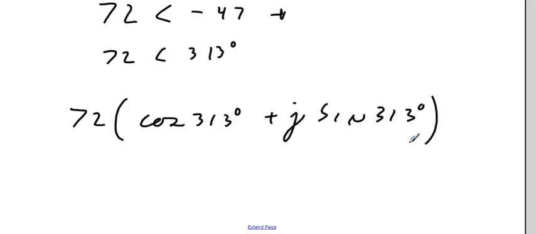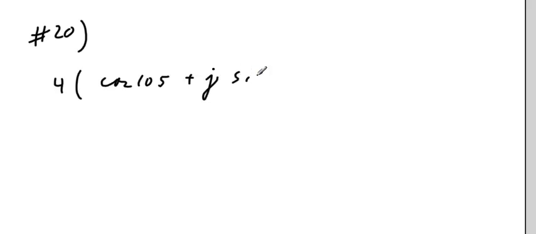Okay, we'll do number 20 next. And we want to write the result in rectangular form. Luckily my mode is already rectangular, so I'm all set on my calculator to get there once I get it into a position where I can do that. Okay, so I got 4 cosine 105 plus j sine 105.